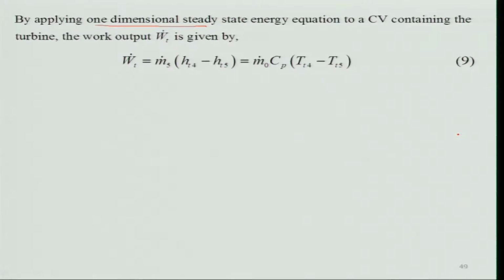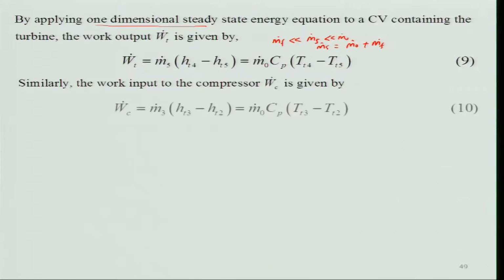You are not adding anything, so the same fluid is going through. Therefore, it is nothing but m dot 0. Keep in mind that m dot f is very, very less than m dot 0, so I am saying m dot 0 is equal to m dot 5. Basically m dot 5 is equal to m dot 0 plus m dot f, right? But I am assuming this, so the turbine work is m dot 0 Cp times Tt4 minus Tt5. Similarly, for compression, I can have m dot 0 Cp times Tt3 minus Tt2, right?